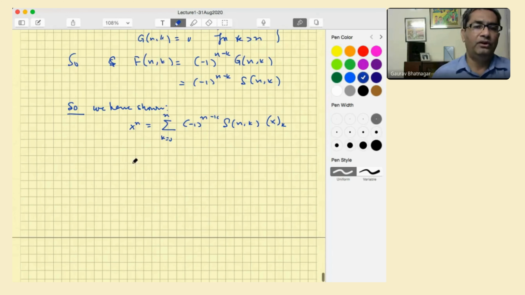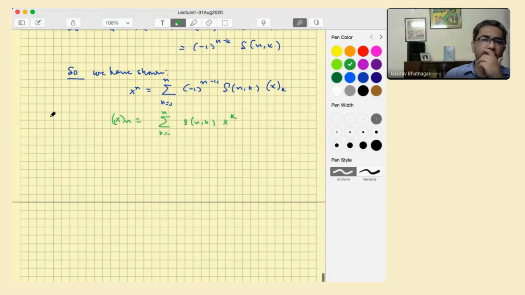And of course, you already had x_n is equal to the sum over k going from 0 to n of small s_{n,k} x^k. In assignment 1, we had this thing. Yeah? Is this fine? This is okay?